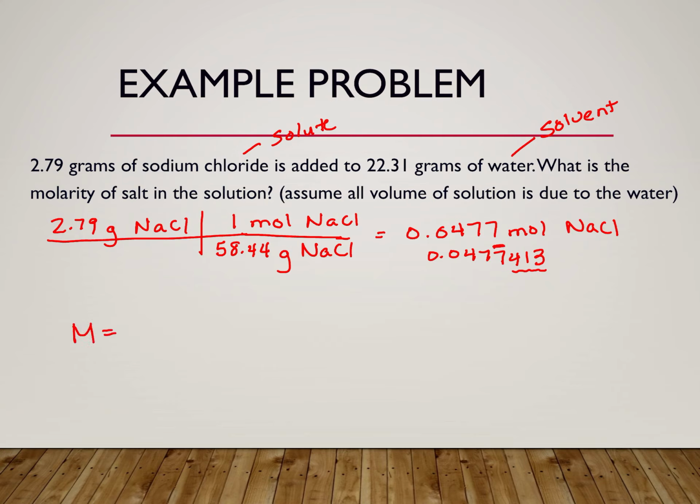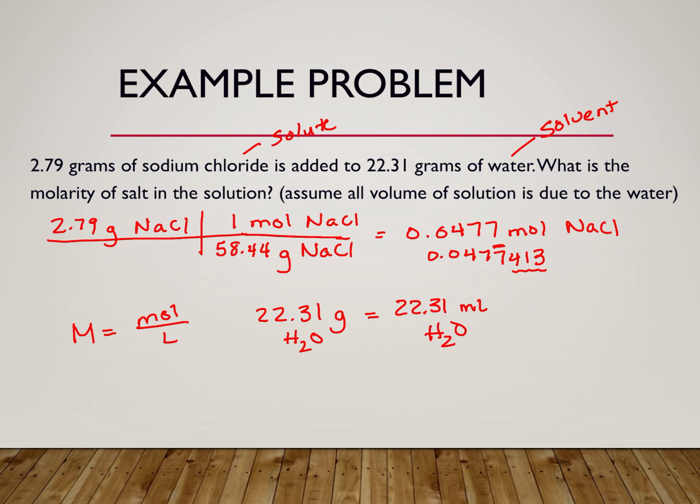So molarity is going to be moles over liters. And so we need our liters of our solution. So we have our milliliters, we have our grams of water, and our density of water: for every 22.31 grams of water, we know we have 22.31 milliliters of water because the density of water is 1 gram per milliliter. So anytime they give you a mass of water, that is going to be the same as the volume of water because of the density.